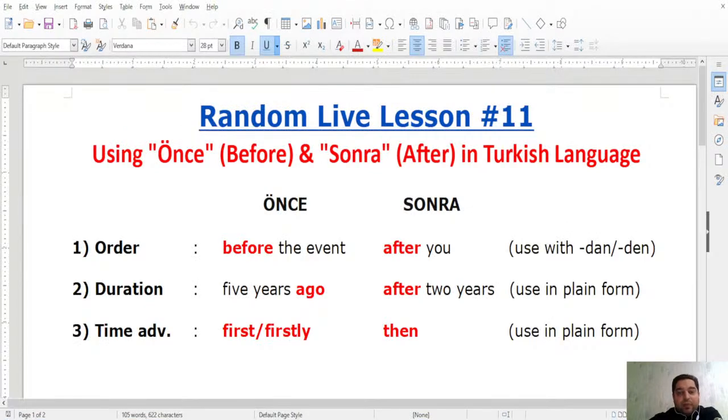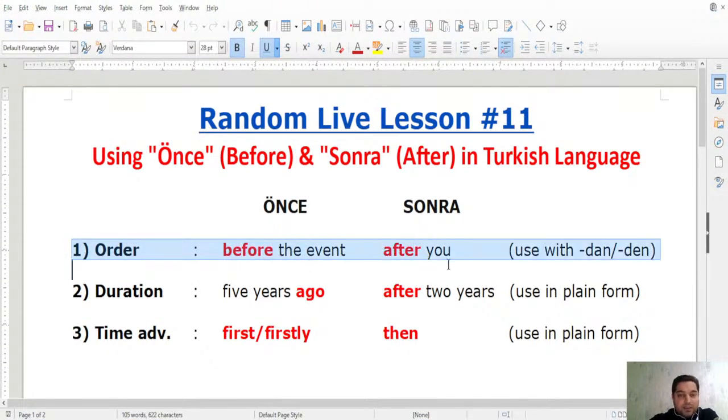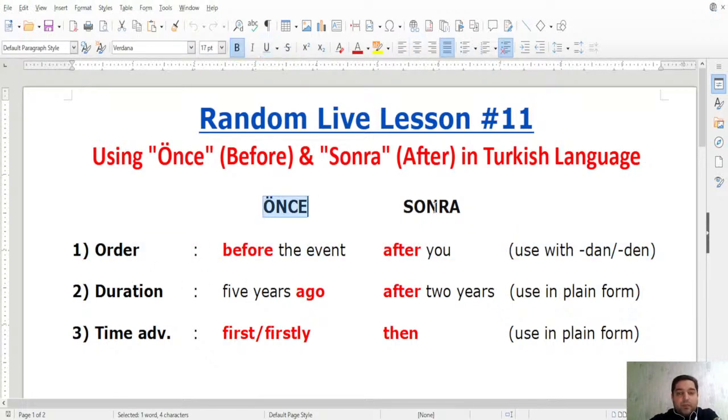Generally speaking, we have three different uses of önce and sonra. The first of them is when we specify an order of events, where you want to specify what happened before or after something. When we use this structure, we definitely have to use it with the endings dan or den attached to the words for which you want to use önce and sonra. So if you want to say before the event, that dan or den has to be attached to the word event in Turkish.